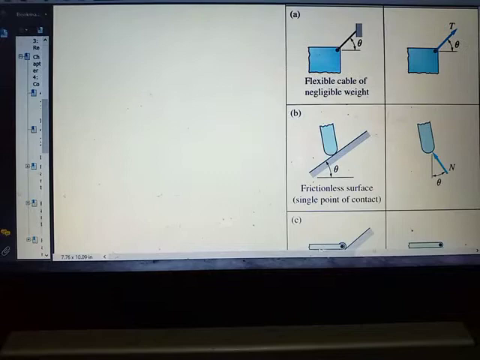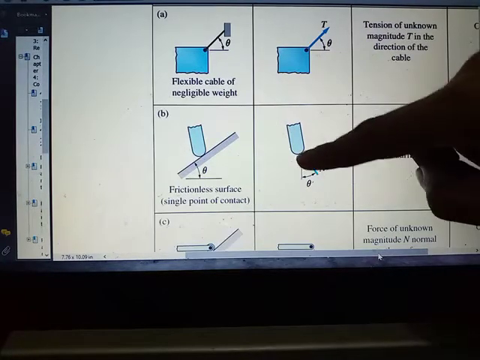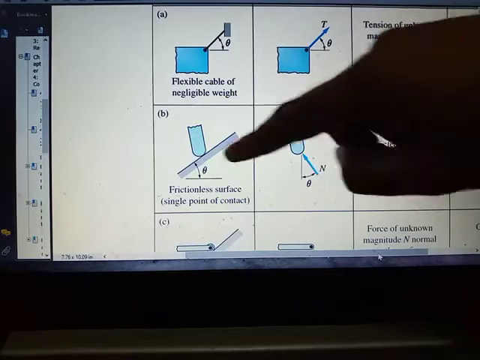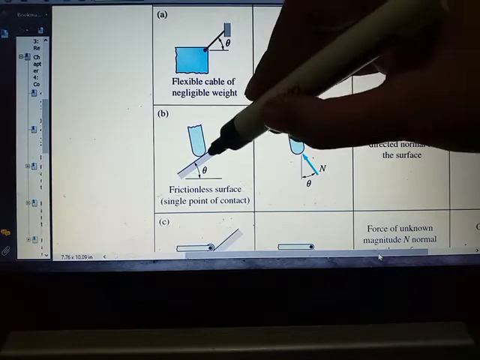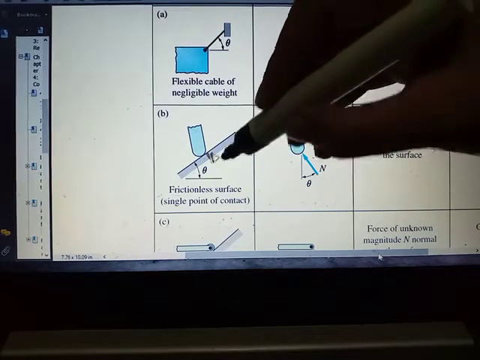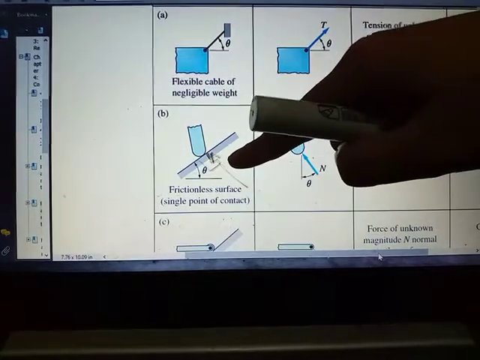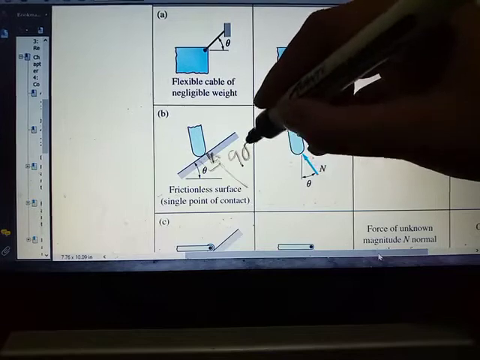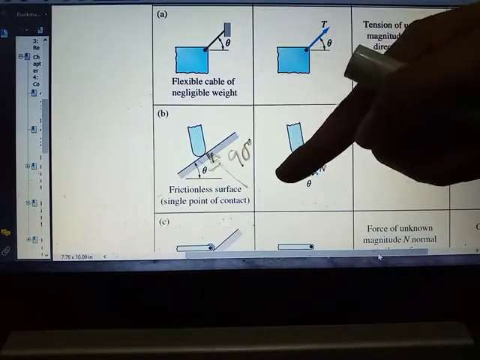Ano bang ibig sabihin nun? Ito yung frictionless surface natin. Yung reaction niya is perpendicular dito. Anong ibig sabihin ng perpendicular? Ibig sabihin ng perpendicular class is ganito. Parang nagki-create siya ng 90 degrees. Nagki-create siya ng 90 degrees with the surface. Ganyan yung ibig sabihin ng perpendicular.